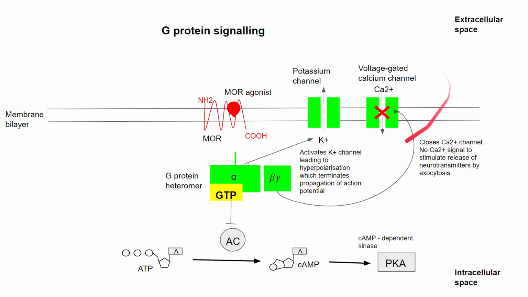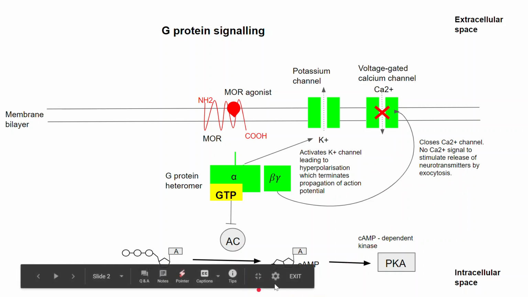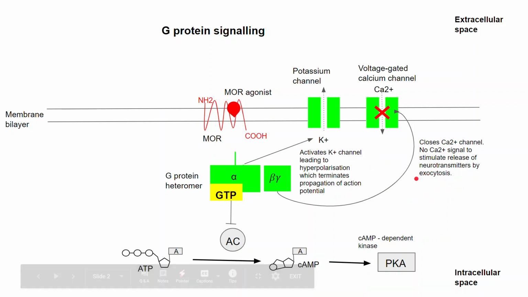And the same goes for the closing of the calcium channel, which prevents calcium from flowing in. And calcium is another second messenger like cAMP, which stimulates the release of neurotransmitters by exocytosis at the presynaptic node. So inhibition of calcium import and opening of the potassium channel ultimately leads to inhibition of pain transmission. So that's what gives you your analgesia.